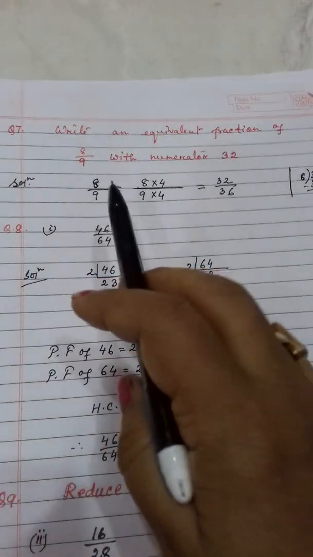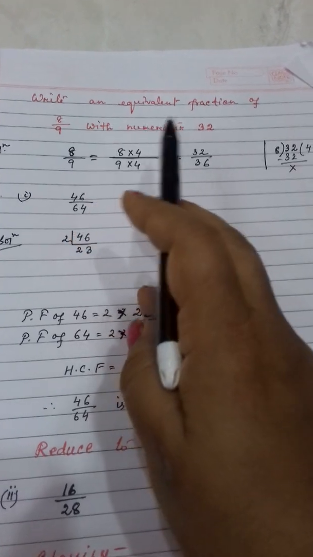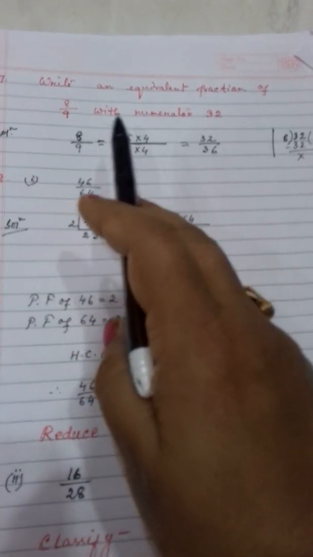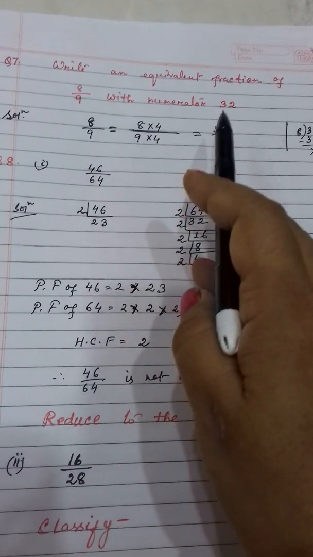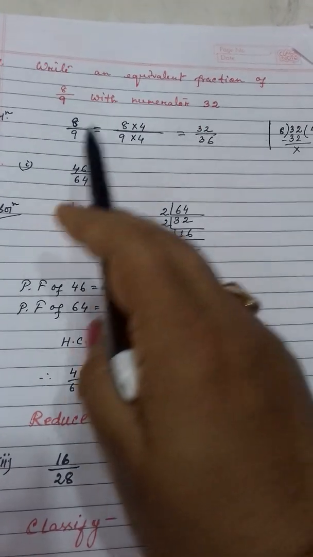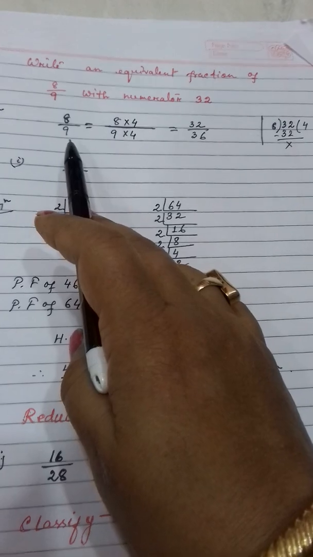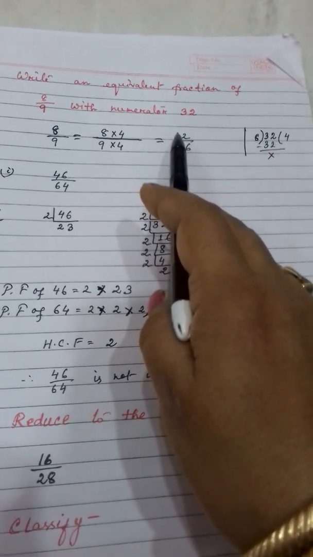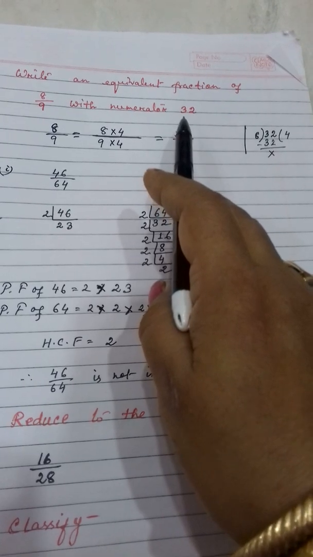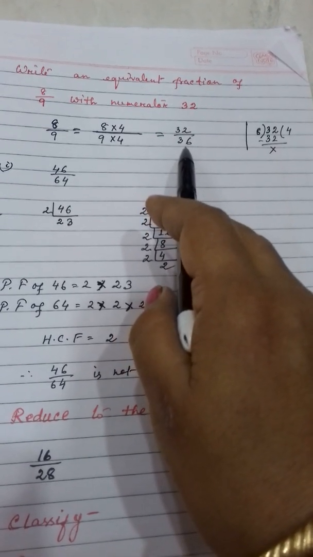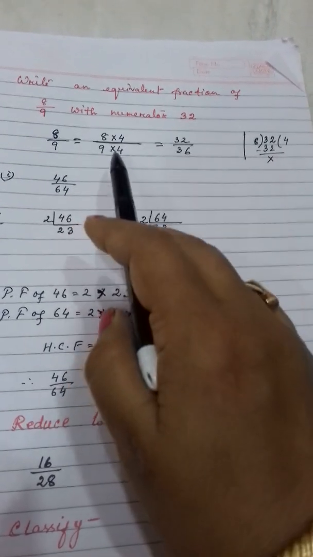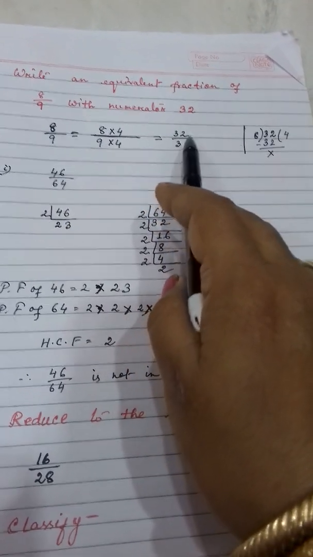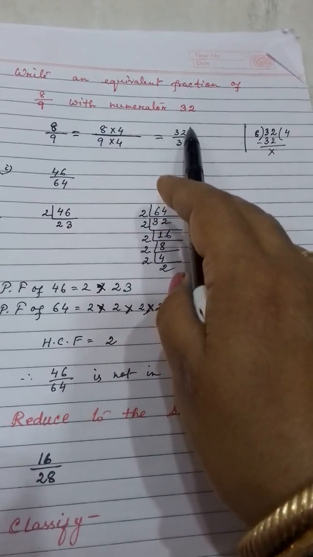Clear or not? Next question 7. Write an equivalent fraction of 8 by 9 with numerator 32. What is the meaning? You have to write another equivalent fraction of 8 by 9 with numerator 32. So to make the numerator 32, automatically its denominator will change. Clear or not?